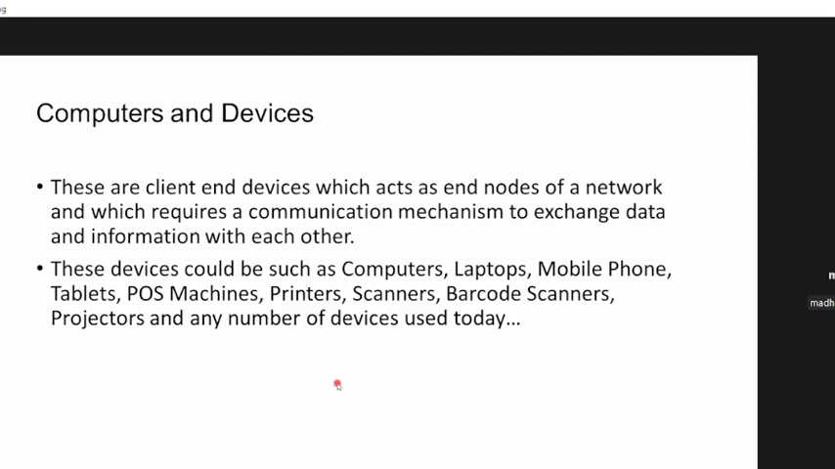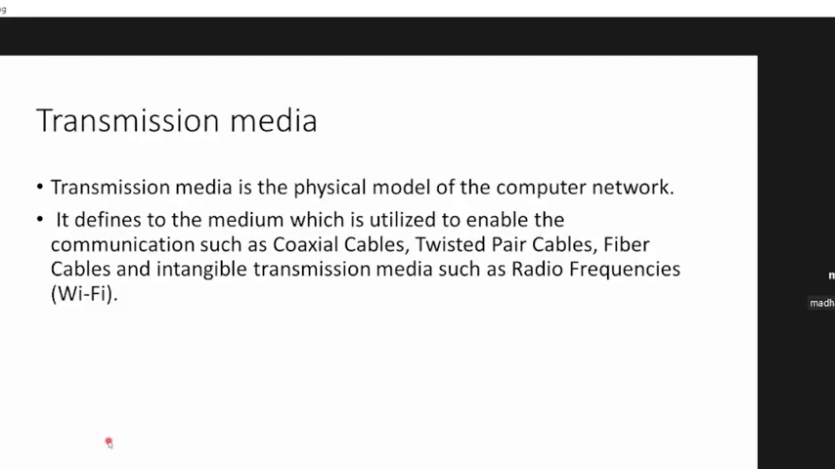These devices could be computers, laptops, mobile phones, tablets, POS machines. What are POS machines? Point of sale machines. Any idea? Cashier, yes. Those are the devices you have at shops and cashiers, from where you make card payments. That machine sends a request to the bank's server, and through that the transaction happens. Then printers, scanners, barcode scanners, projectors. There are so many devices, not only these. Now we have lights, CCTV cameras, so many devices you can connect to the network. These are called the end devices.